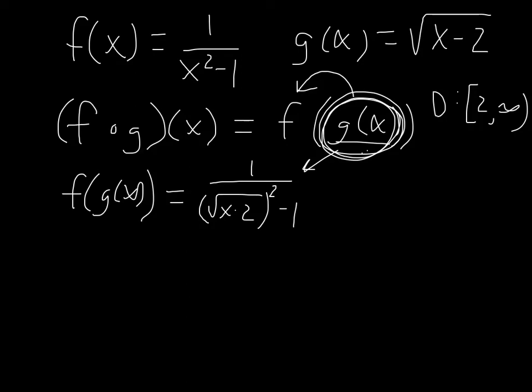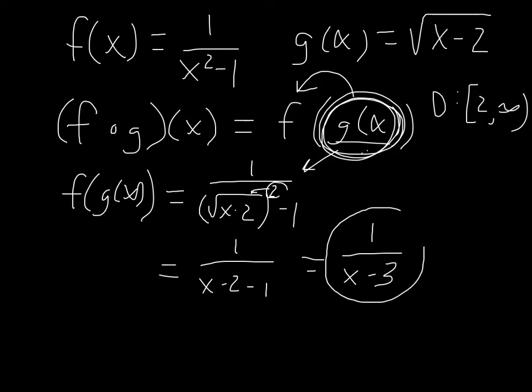So when we simplify f of g of x, the square cancels the square root, so we get 1 over x minus 2 minus 1, which equals 1 over x minus 3. So this is our final function, f of g of x. There is a new restriction that pops up here, and that would be that x cannot equal 3.